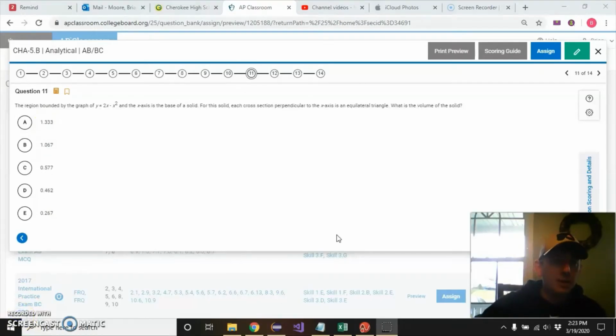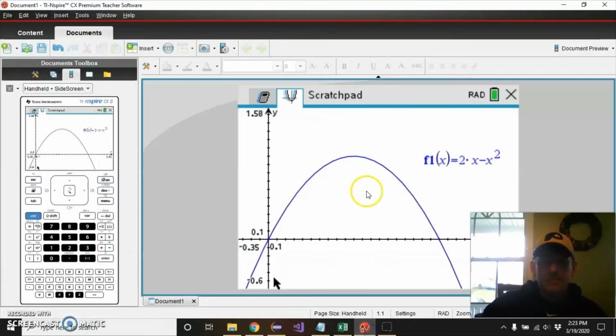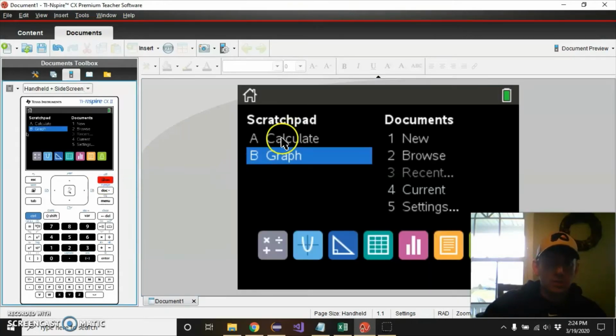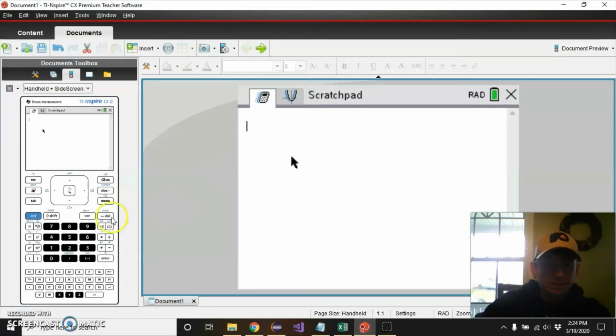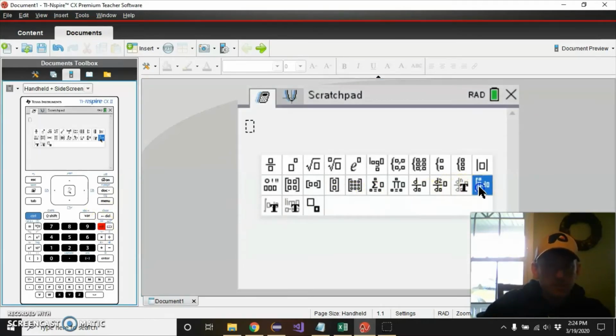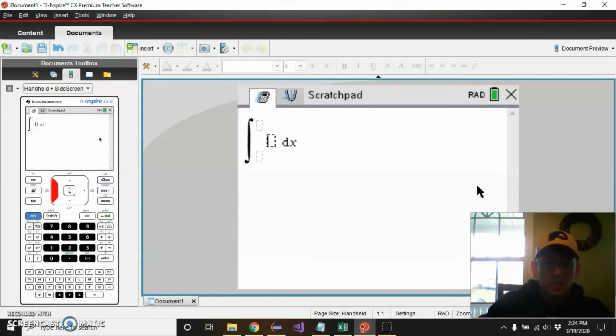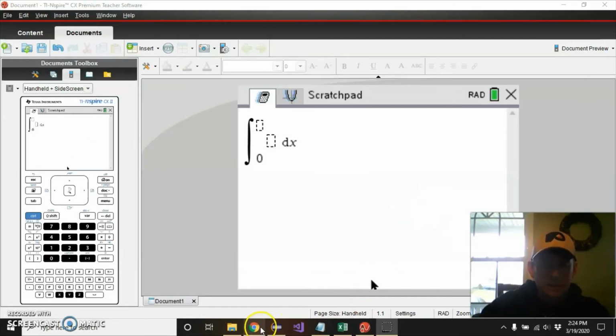Okay, number 11, we have another solid with a known cross section. And again, let's see, it does say perpendicular to the x-axis. We like that. And here is our floor plan. Everything under this parabola and above the x-axis. So every one of these cross sections is going to be an equilateral triangle. You know that formula. We are just going to set up that integral. This will be in terms of x.